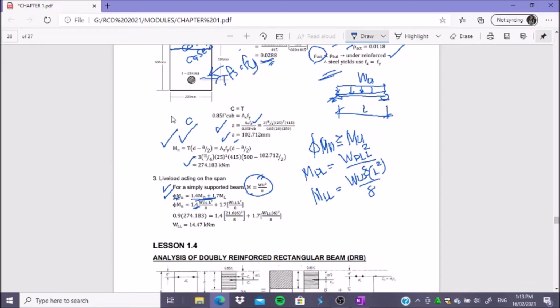You need to memorize this. So you will have 0.9 times 274.183 equal to 1.4 times 221.6, which is W dead load times 6 squared over 8, plus the 1.7 times the live load term. Now, the phi we will use is 0.9, because in the 2001 code we have no more problem there. Yield or not, we just checked yielding here for the purpose of using the stress in steel.